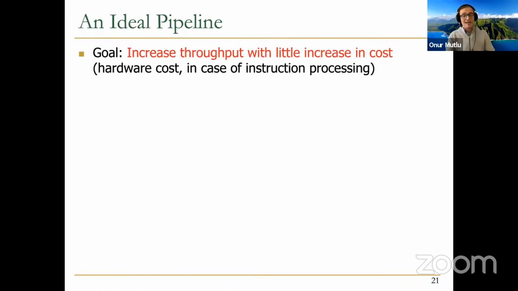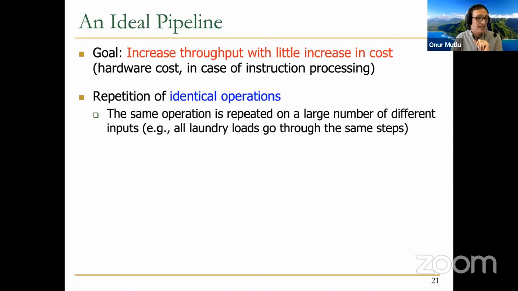Okay, so let's talk about an ideal pipeline. Our goal in pipelining is increased throughput with as little increase as possible in cost. And cost is really hardware cost in the case of instruction processing. There's also a latency cost, as we will see in a little bit. But hopefully you see the example of the hardware cost. So if you would like this to happen, you need to have an ideal pipeline. And we will see that instruction processing is not an ideal pipeline. But let's take a look at what an ideal pipeline should look like.